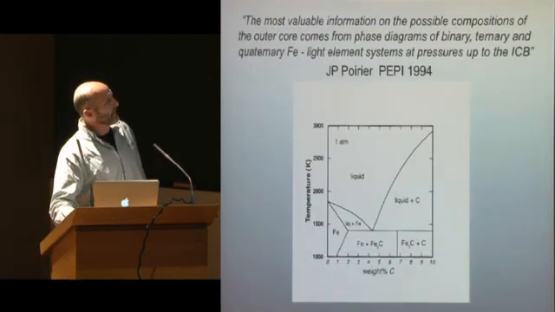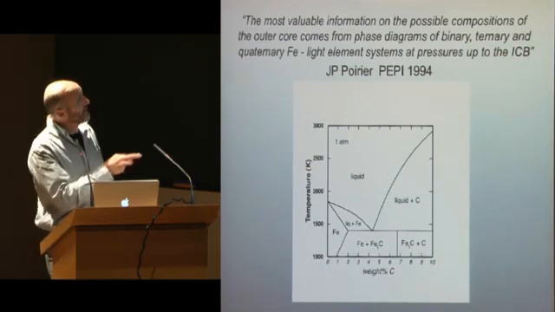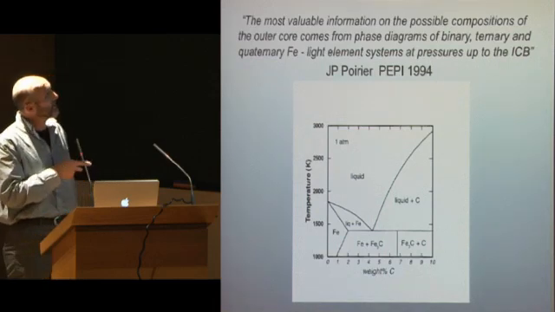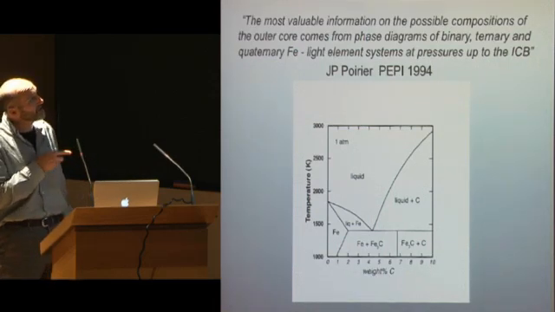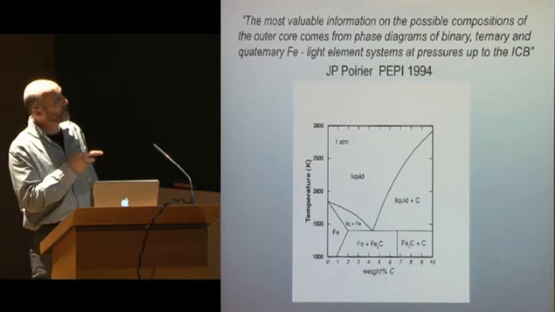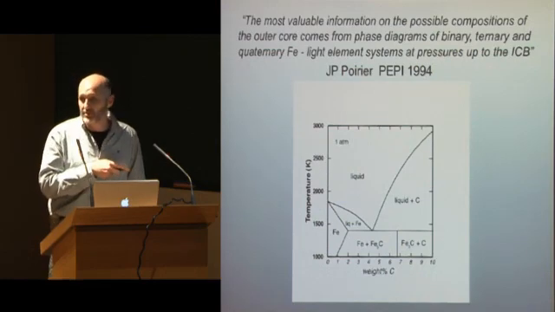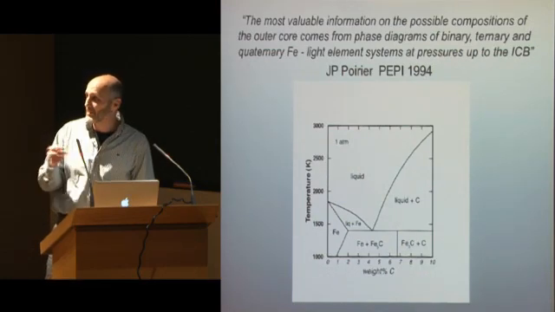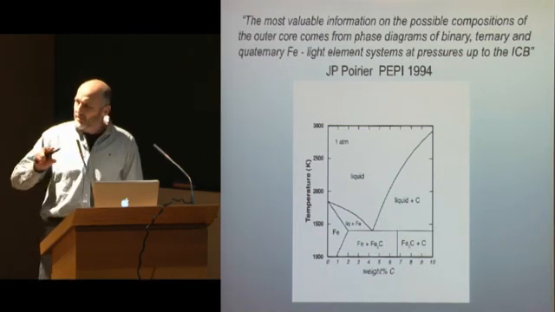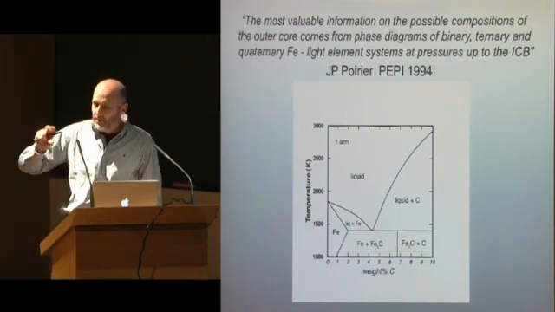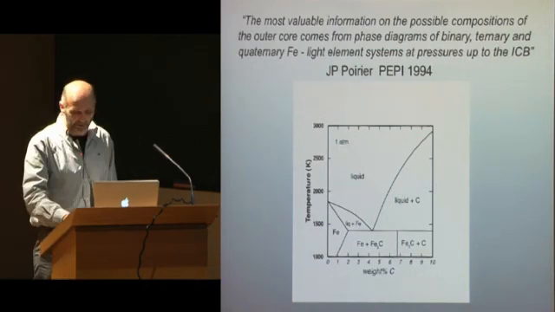Okay. So let's look a little bit more at some phase relations. I love this quote from the 1994 paper. "The most valuable information on the possible compositions of the outer core comes from phase diagrams of binary, ternary, and quaternary iron-light element systems at pressures up to the inner core boundary," which is music to the ears of any experimentalist who likes to make phase diagrams, like myself. So we'll take a very quick look at what we know about these phase diagrams at high pressure, which actually isn't a lot because they're very difficult to make.